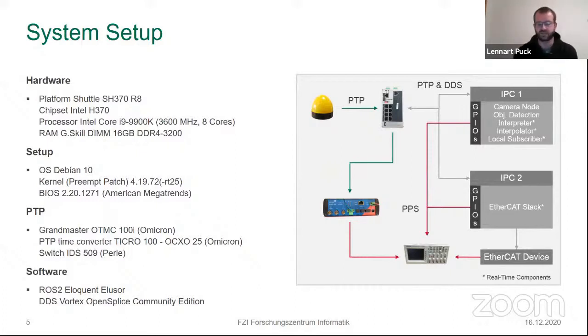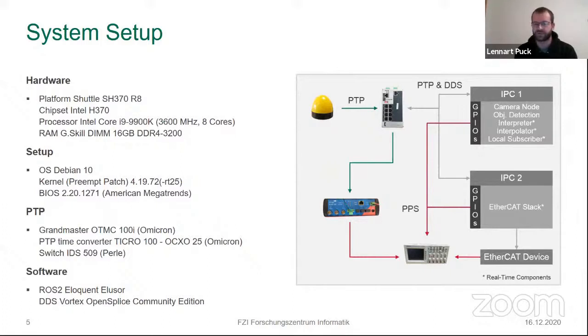For the time synchronization, we used the Precision Time Protocol, and the hardware used was the OTMC 100i as the grandmaster, and we had a PTP time converter so that we get pulses per second, which in the end we could measure with an oscilloscope. Furthermore, we deployed ROS2, the Eloquent Elusor release, and the underlying DDS was the OpenSplice Community Edition.